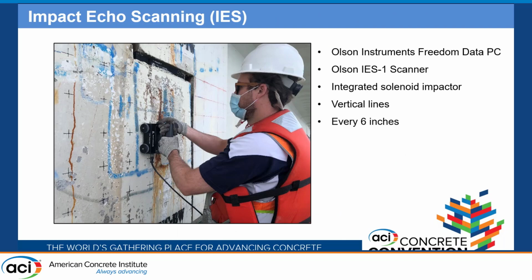For the impact echo scanning, we used an Olson Instruments Freedom Data PC and an Olson IES scanner with an integrated solenoid impactor. And we only performed vertical lines because we wanted to cross those ducts, and we did those at every 6 inches along the girders.